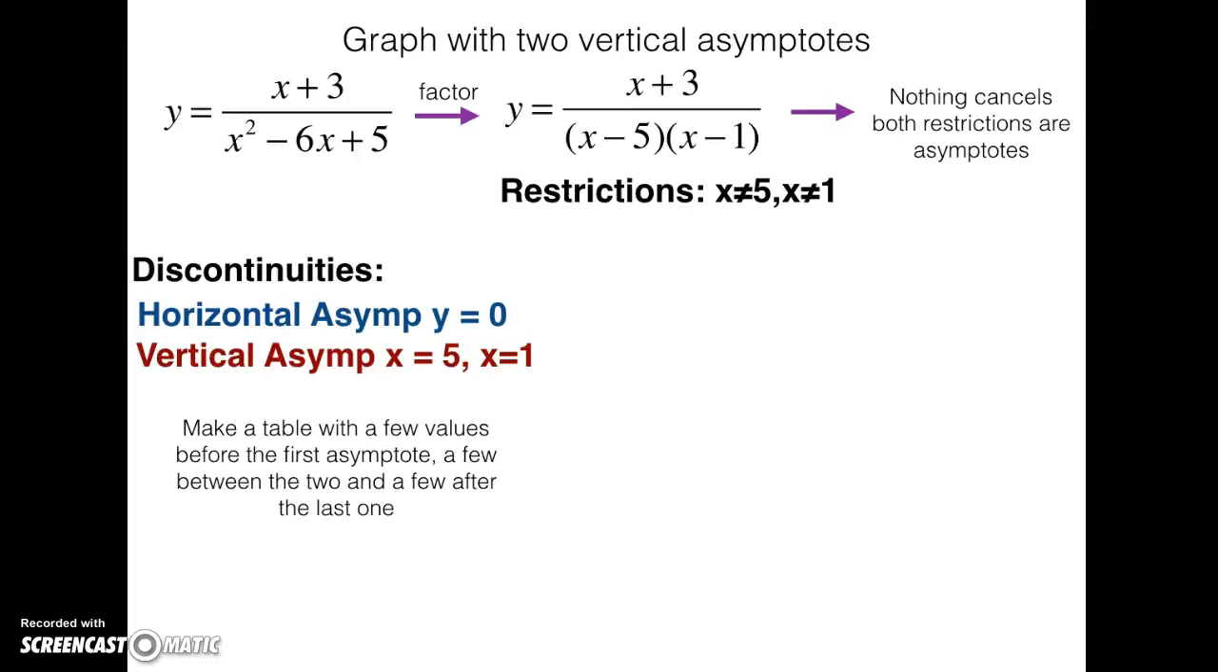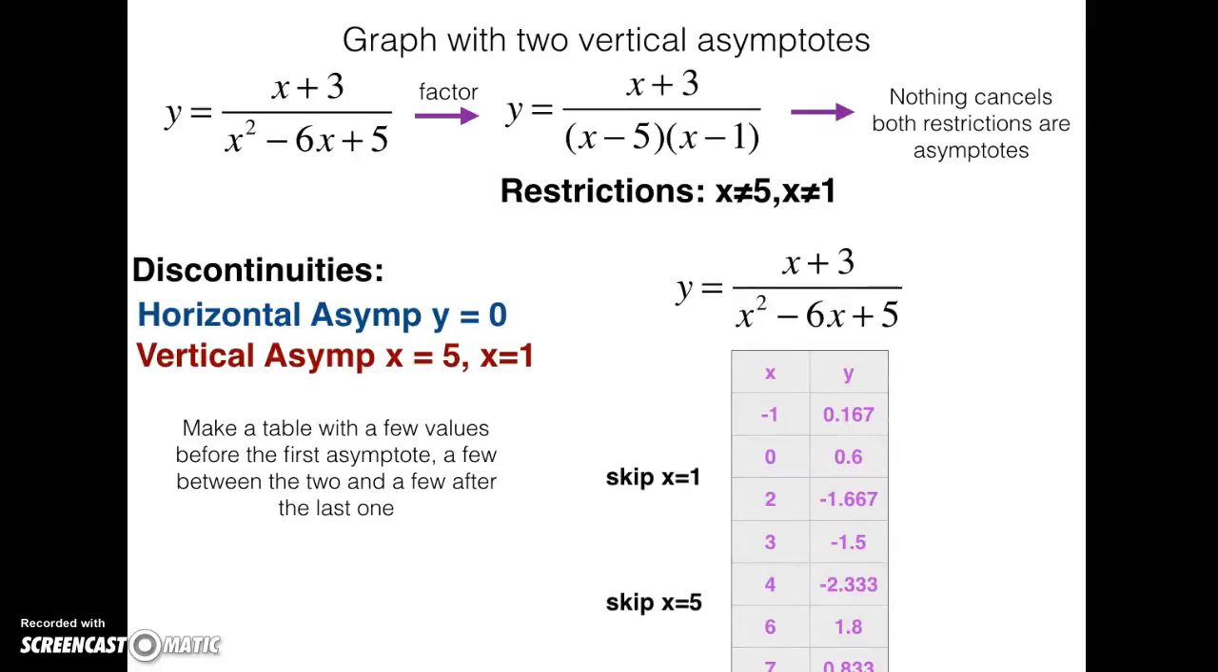When we make a table for these that have 2 asymptotes, we're going to need a few more points because we need to see what happens before the first asymptote, in between the 2, and after the last asymptote. So for my table, I'm going to plug everything into the original equation because nothing canceled out. The x values I used were negative 1 and 0, skipped over x equals 1, that's my first asymptote. 2, 3, and 4 are the points in between x equals 1 and x equals 5. I skip over x equals 5 because that's my next asymptote. And then I finish the table with 6 and 7.